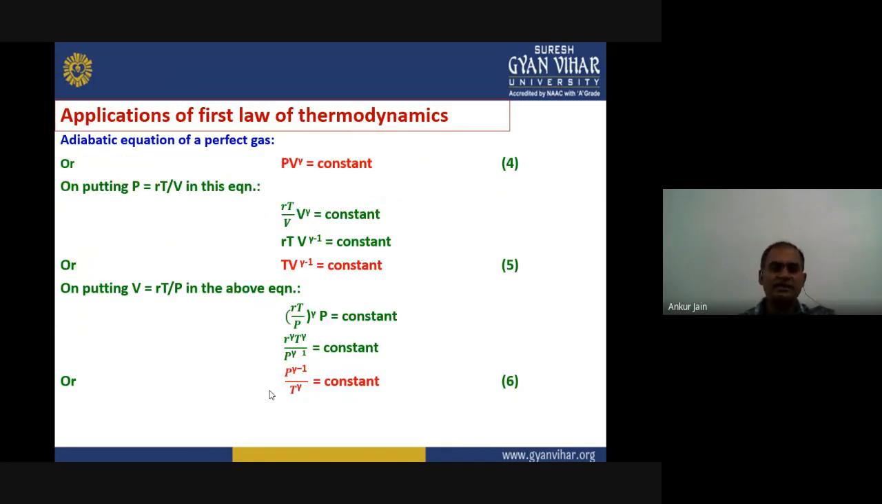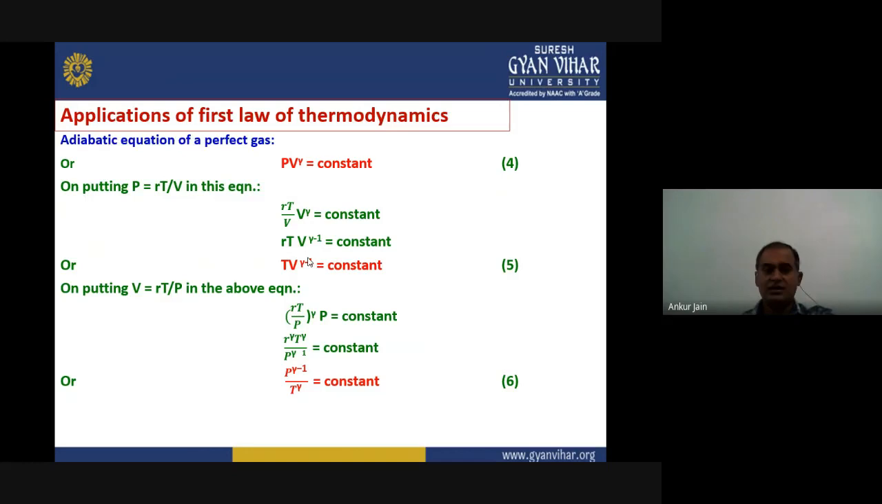So from the ideal gas law, we can write PV equals RT. Putting the value of P in this equation, we get R into T upon V, into V to the power gamma equals constant. We can rearrange it. When we take V to the top side, it will become RT into V to the power gamma minus 1 equals constant. Since R is again a constant, we can take it into the constant, and the final expression will become T into V to the power gamma minus 1 equals constant. That is our equation number 5, and that is the second relationship for an adiabatic process.